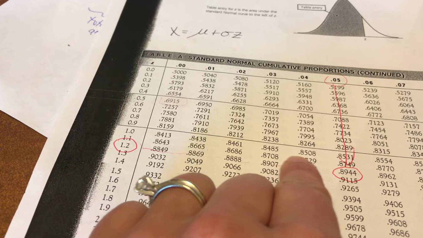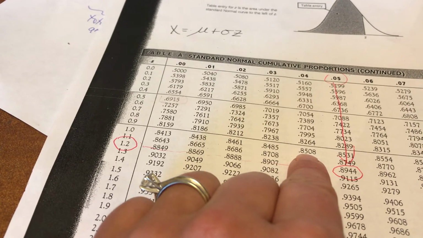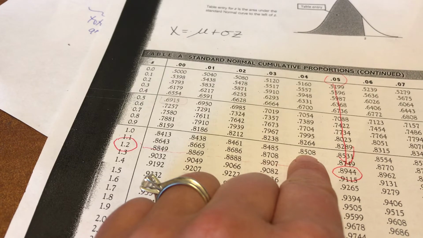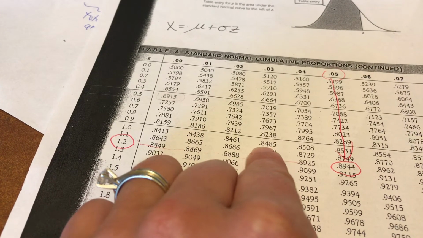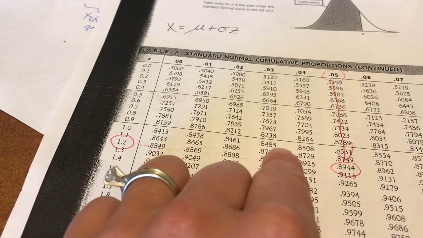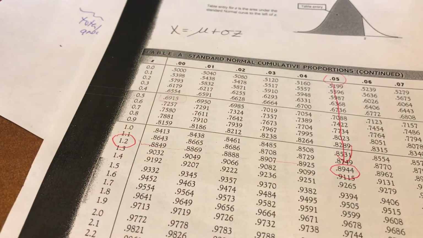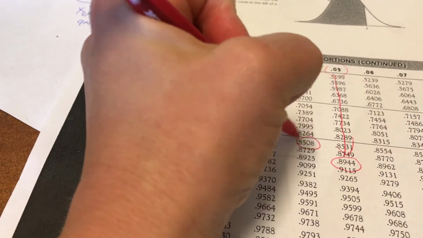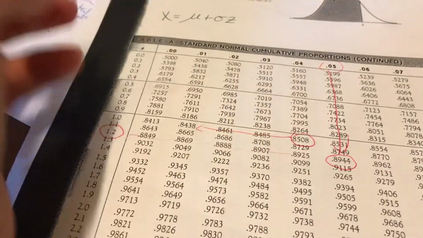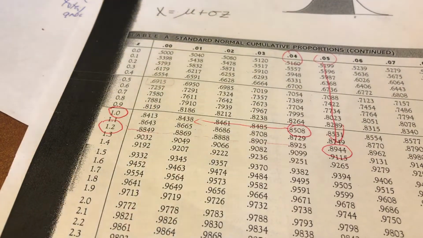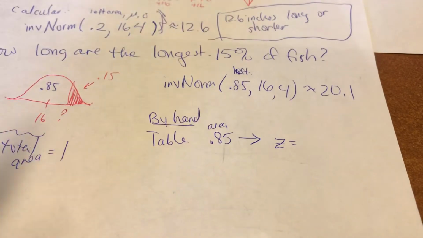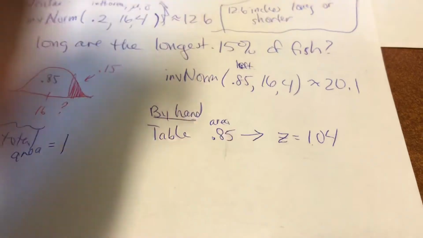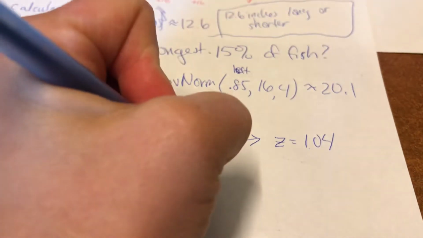You can also just subtract. 0.8508 minus 0.85 is 0.0008. 0.85 minus 0.8485 is 0.0015. So this one's closer. We're going to go backwards and see this is at 1 and 0.04. So 1.04 is our z. And we're going to unstandardize.